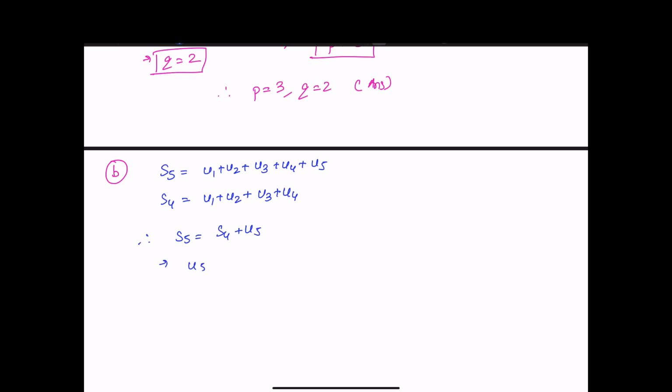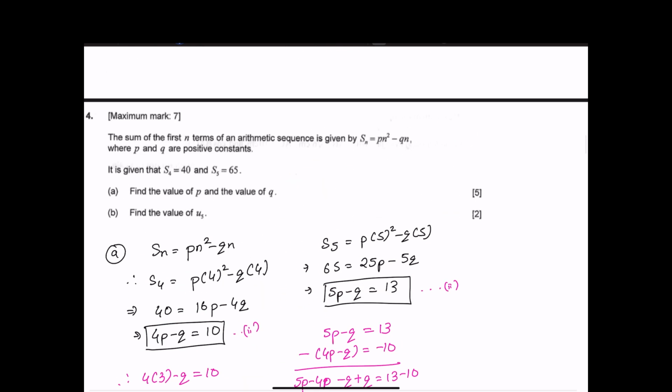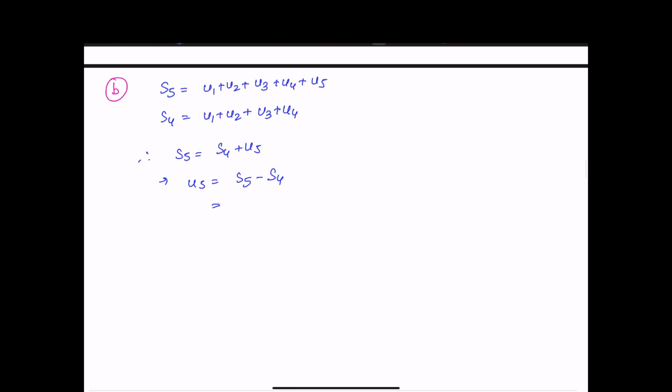So if I want to find u5, I can do s5 minus s4. So S5 is 65 and S4 is 40. So U5 becomes 65 minus 40. So finally we'll get U5 as 25, which will be the answer to part B. So we can now move on to the next question.